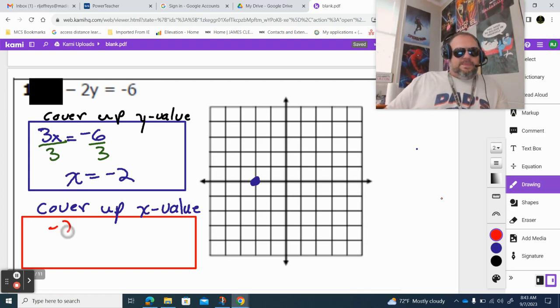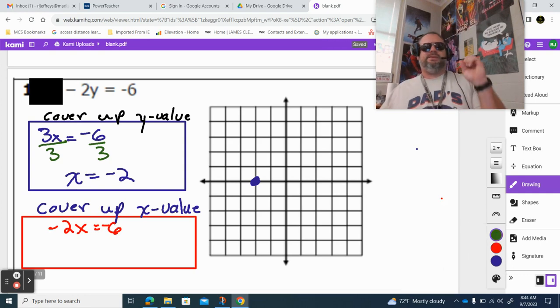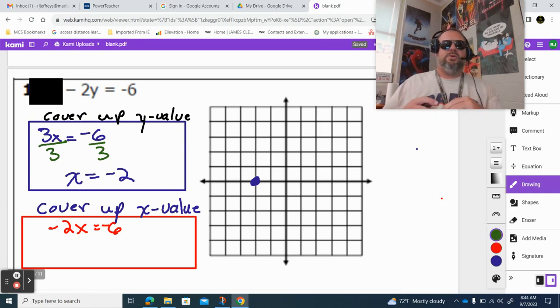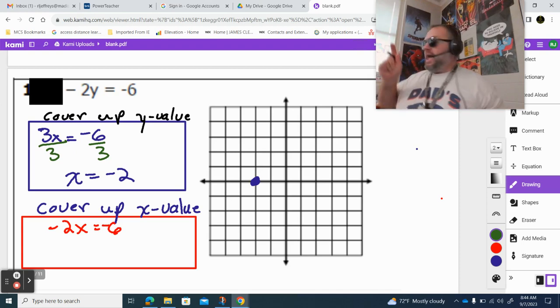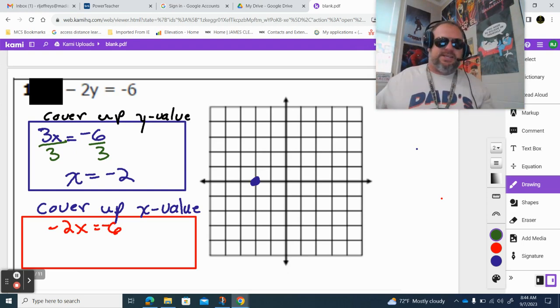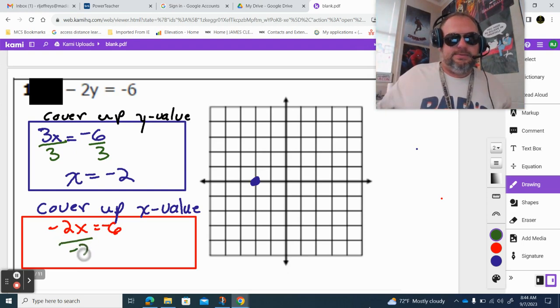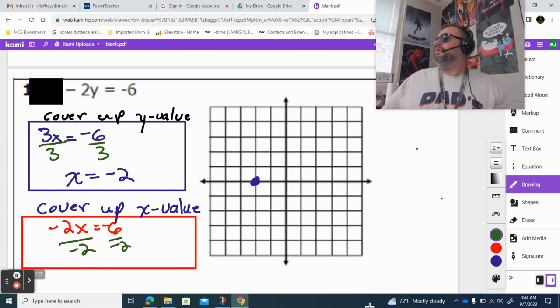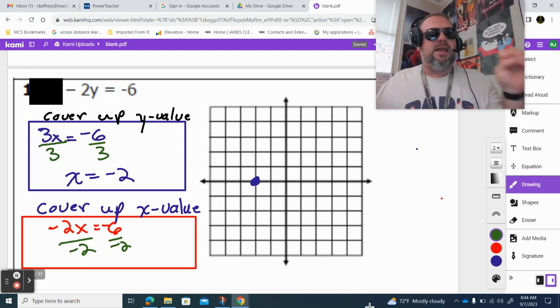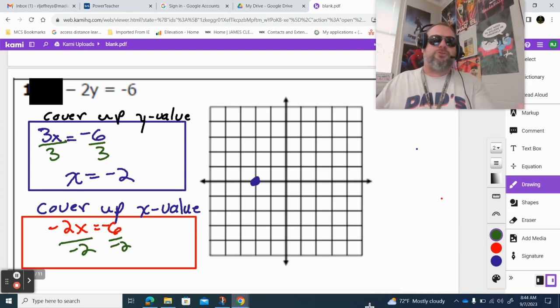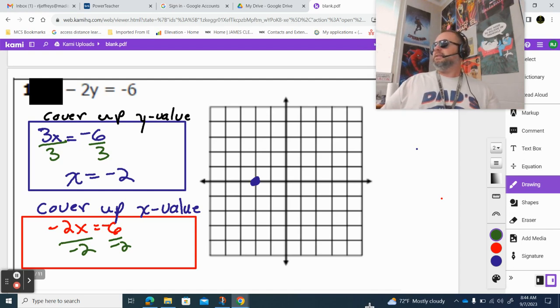All right. Negative 2x equals negative 6. All right. So, what are we going to do to solve this one? Yes, I had a student over there say we're going to divide by negative 2. Yeah, because it's a negative 2. Very good question. They say, why is it negative 2? That we cover this up. We treat that as its sign.